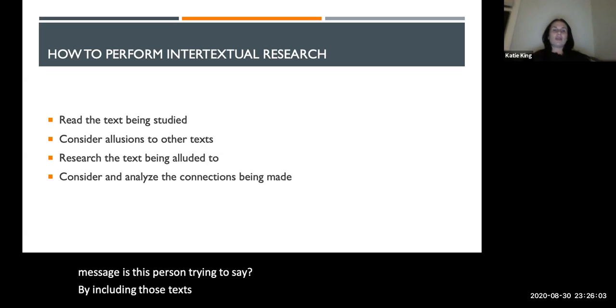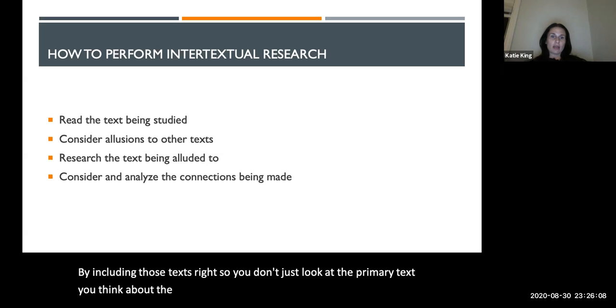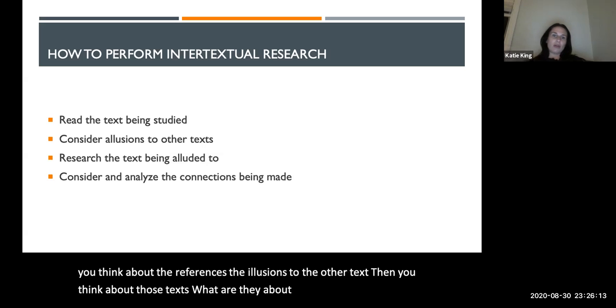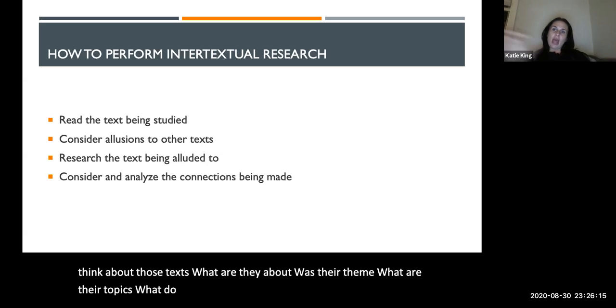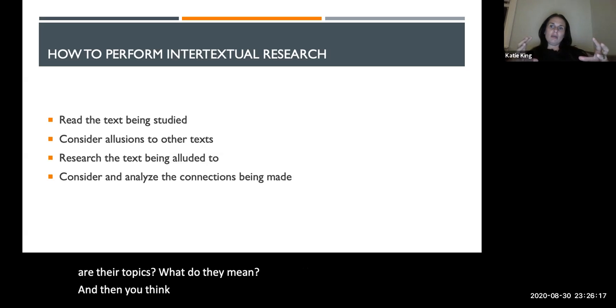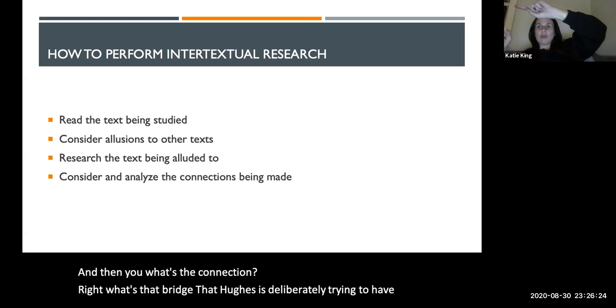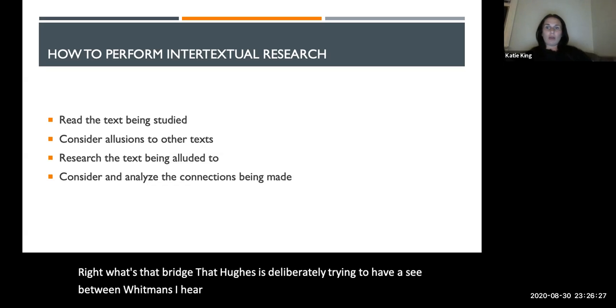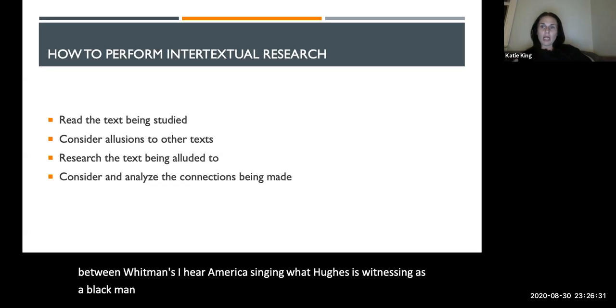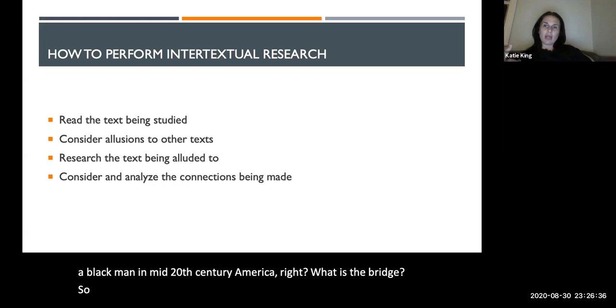So you don't just look at the primary text, you think about the references, the allusions to the other texts, then you think about those texts. What are they about? What's their theme? What are their topics? What do they mean? And then you think, well, what's the connection? What's that bridge that Hughes is deliberately trying to have us see between Whitman's I Hear America Singing and what Hughes is witnessing as a Black man in mid-20th century America? What is the bridge? So why that reference?